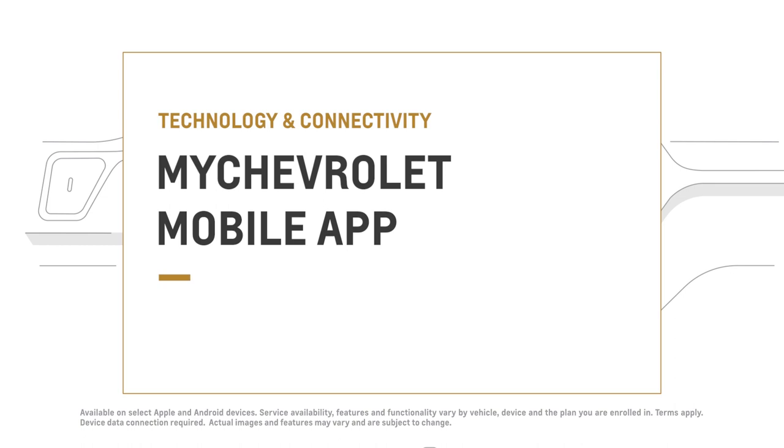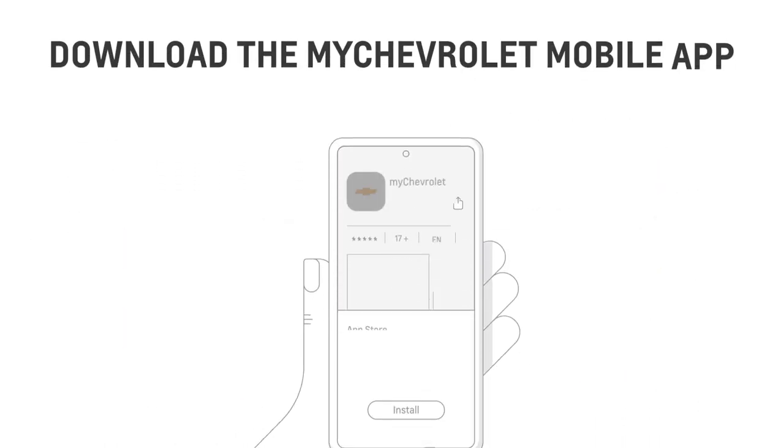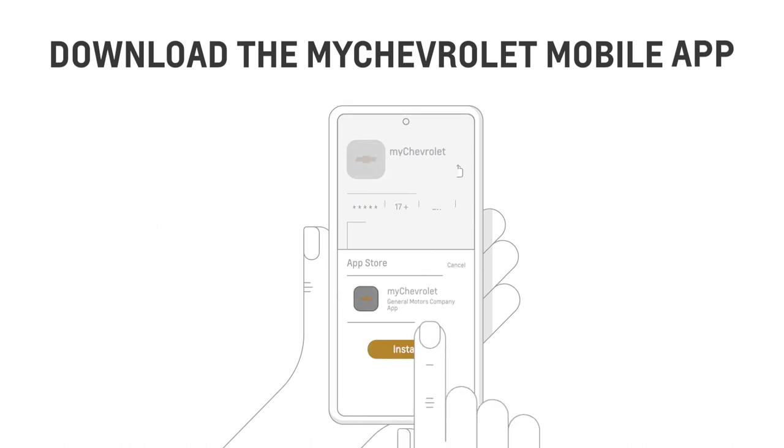The redesigned MyChevrolet mobile app makes owning your vehicle even more convenient, with remote commands and vehicle status all located on the home screen. And now, setting it up is easier than ever. To get started, download the MyChevrolet mobile app from your phone's app store.